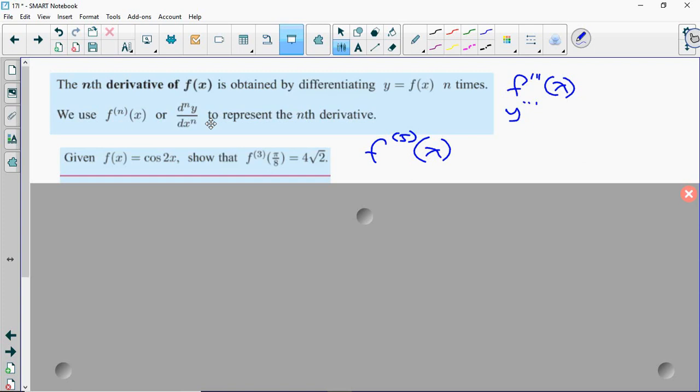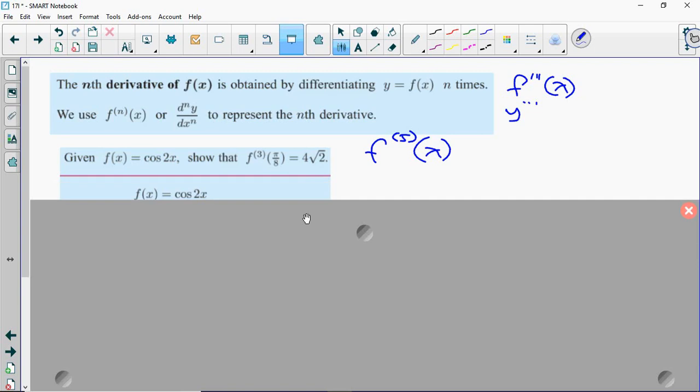And if we're using dy dx notation, then just put the value of the derivative in where the 2 was previously. So for example, we've got f of x is cosine of 2x. We want to calculate the third derivative, evaluate it at pi over 8, and hopefully we get 4 root 2 out as an answer.